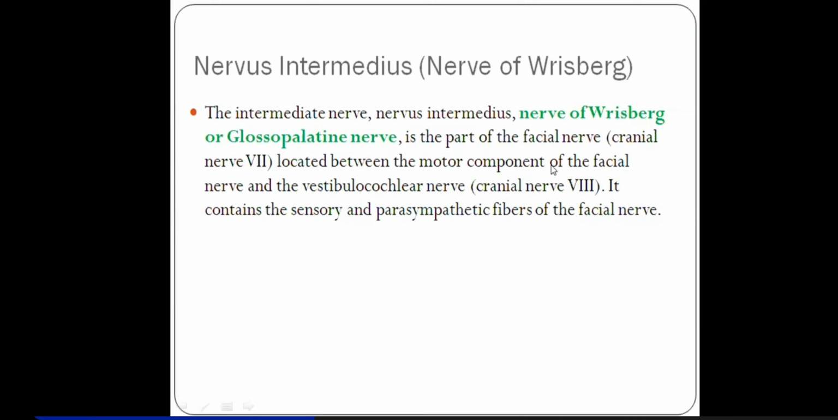It is part of the facial nerve, cranial nerve 7th, and located between the motor component of the facial nerve and the vestibulocochlear nerve. When the three nerves enter the internal acoustic meatus, they are arranged such that this one lies intermediate between the motor nucleus of facial nerve and the vestibulocochlear nerve. That's why it's called intermedius. It contains the sensory and parasympathetic fibers of the facial nerve. Of course, the parasympathetic fibers which ultimately reach the submandibular region will pass through this nerve and then via the chorda tympani later on.